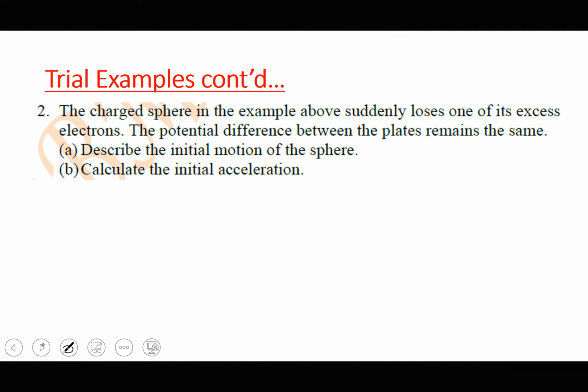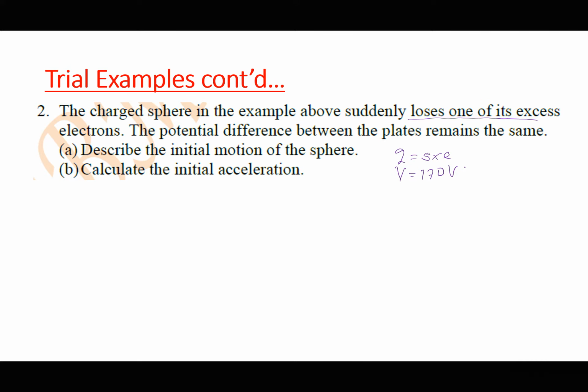Example number 2, which is a continuation of the first example. The charged sphere in the example above suddenly loses 1 excess electron. That means the new charge is going to be 5 times E, because it has lost 1 excess electron. The PD has remained the same as before. Remember, V was 170 volts. Describe the initial motion of the sphere.